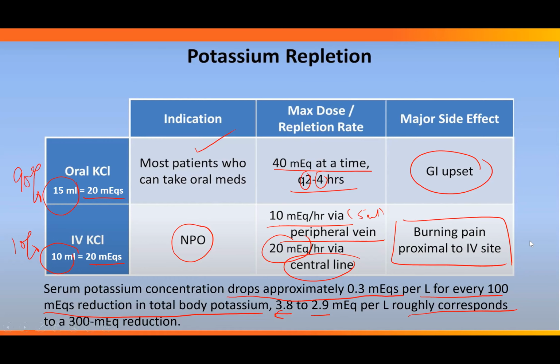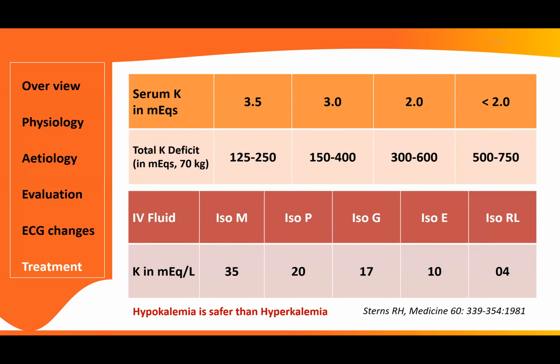Now, let us see serum potassium. If the serum potassium is 3.5, you can say the deficit is around that much. If it is less than 2, this is the amount of deficit. Roughly, for a 70 kilogram man, the amount of deficit can be roughly equated based on the reference in this particular journal article. So depending on that, you can roughly estimate the deficit and plan to replace that.